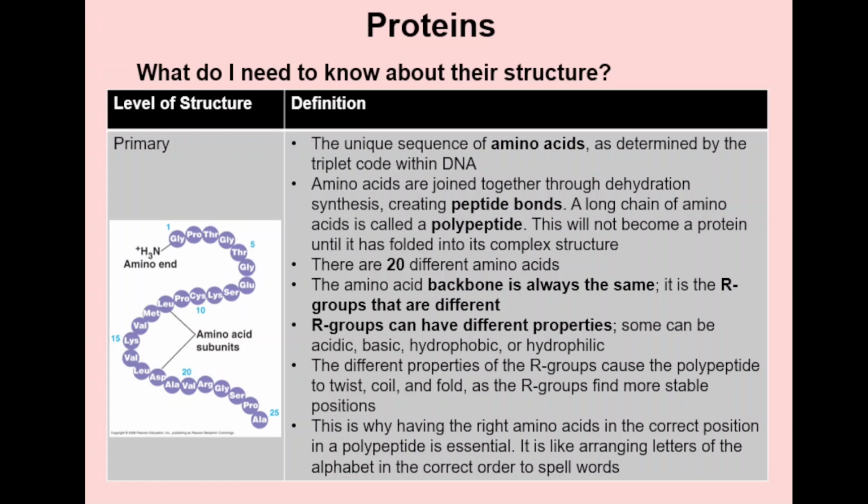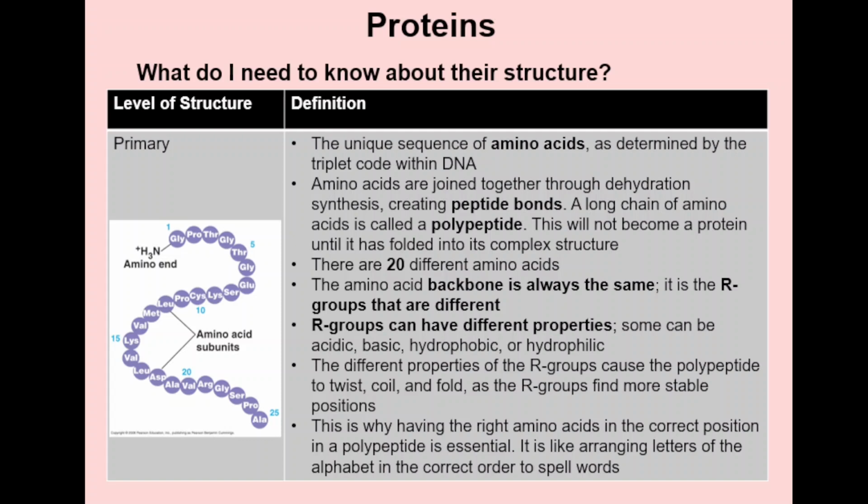Amino acids then are joined together within the ribosomes. They're joined together through dehydration synthesis again, same process. And when you join amino acids together, you form peptide bonds. Eventually, you'll end up with a long chain of amino acids, and this is called a polypeptide. A polypeptide isn't a protein though, it's just a long chain of amino acids. It won't become a protein until it is folded up into its complex final three-dimensional structure.